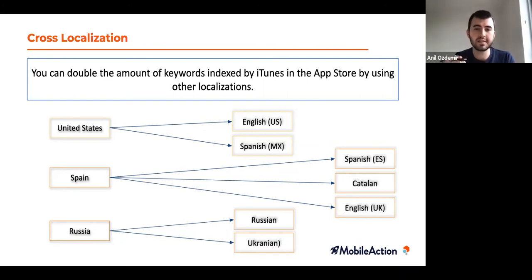Cross localization is something that most users are unaware of. It is still kind of a trick, even for most ASO experts. Being able to manage cross localization properly really helps your organic ranking. This is why I'm saying that this is my favorite part.